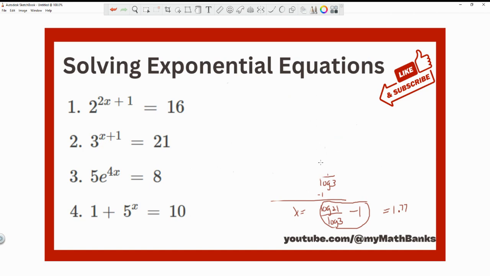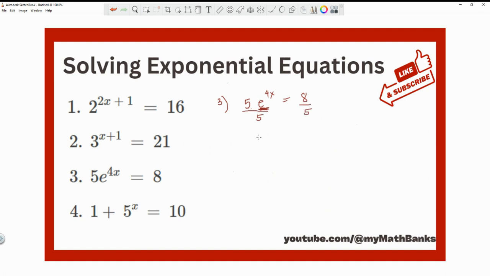All right, so the idea of exponential is that you just need to isolate the part that has the exponent. For instance, for number 3, you have 5e to the 4x equals 8. The 5 is not part of the exponential; it's e to the 4x that has the base and the exponent. This is just a coefficient. So what you need to do is isolate this part, so I'm going to divide by 5. Now you have e to the 4x equals 8 divided by 5, which is 1.6.